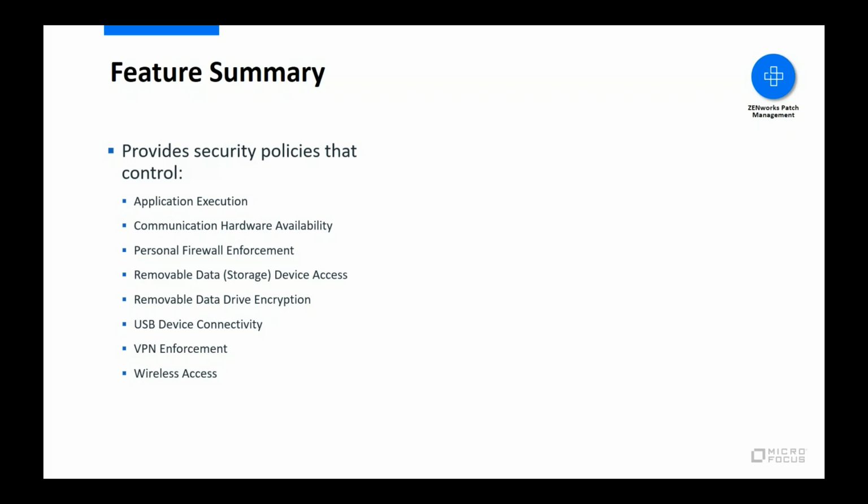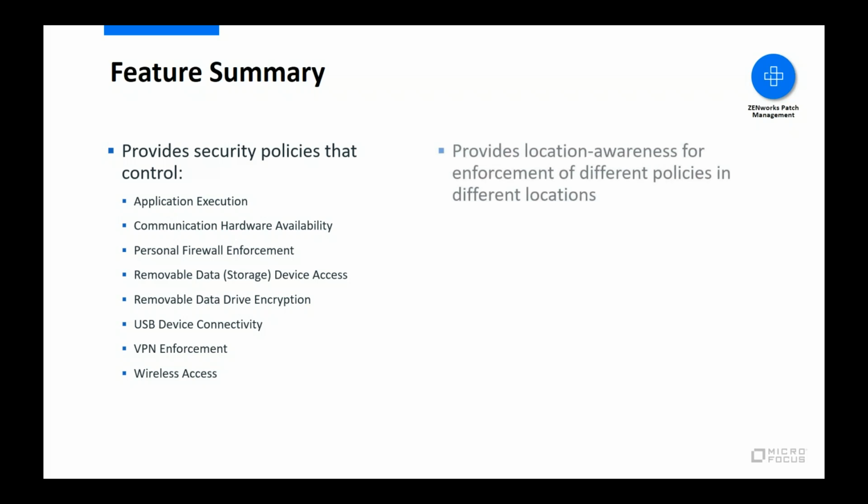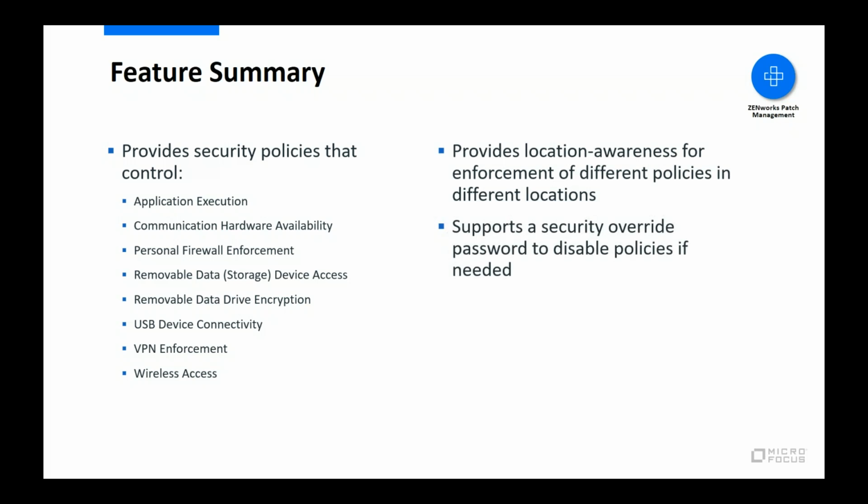encryption of removable data drives through native Microsoft BitLocker encryption, access to USB devices based on class, such as storage, printer, interface, and so on, with the ability to define exceptions, enforcement of VPN in select locations, and access to wireless networks. It also provides location awareness for enforcement of different policies in different locations, and supports a security override password to disable policies if needed.